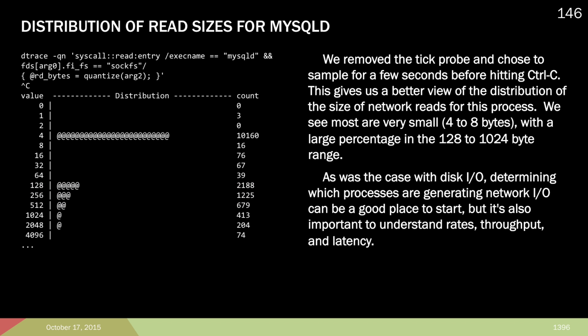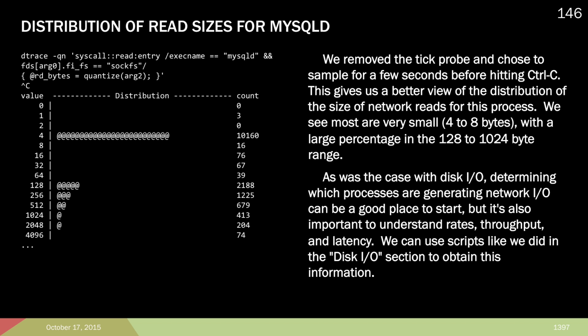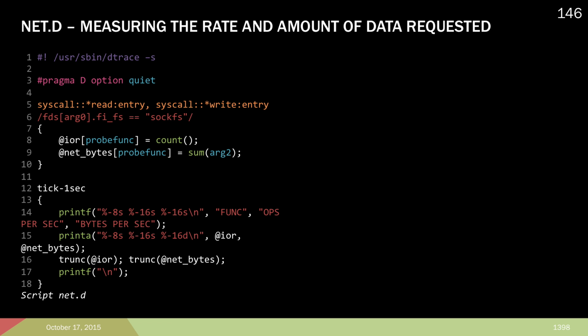As was the case with disk I/O, determining which processes are generating network I/O can be a good place to start, but it's also important to understand rates, throughput, and latency. We can use scripts like we did in the disk I/O section to obtain this information. Measuring the rate and amount of data requested. This script captures two aggregations using probefunc, read or write, as the key.